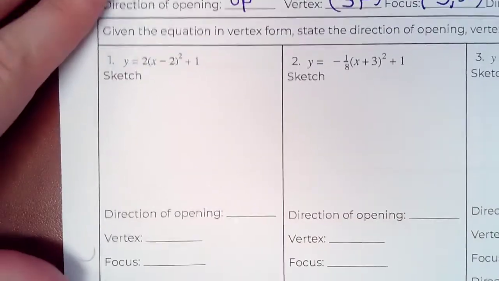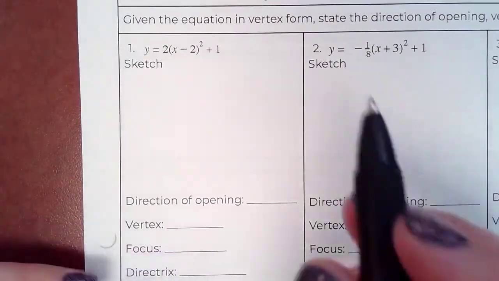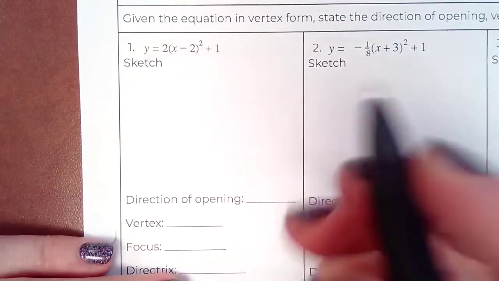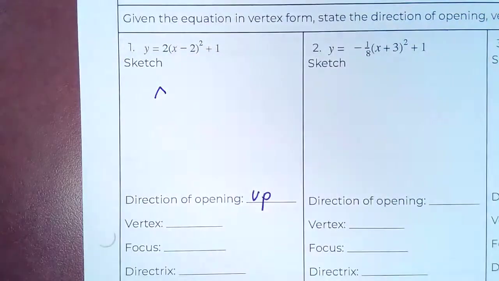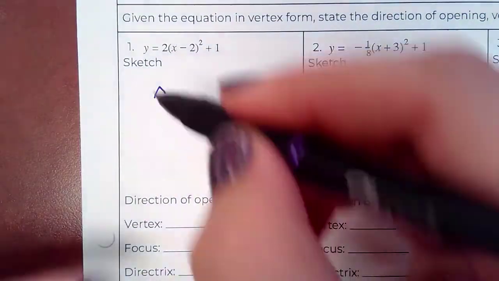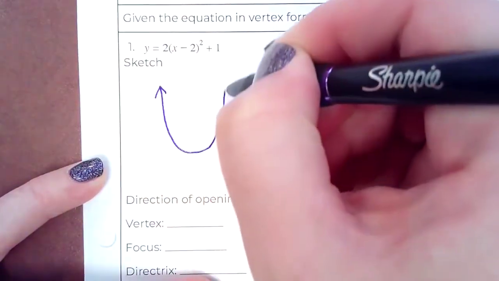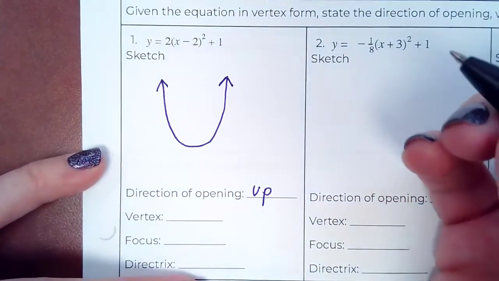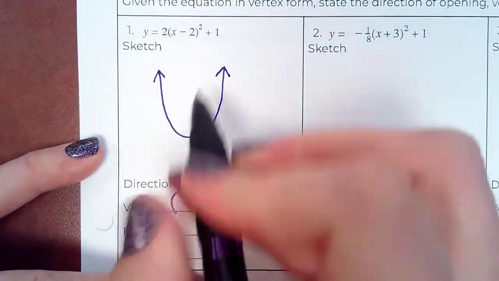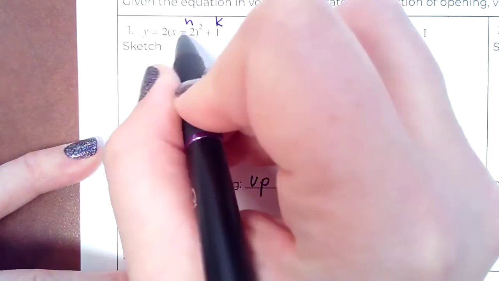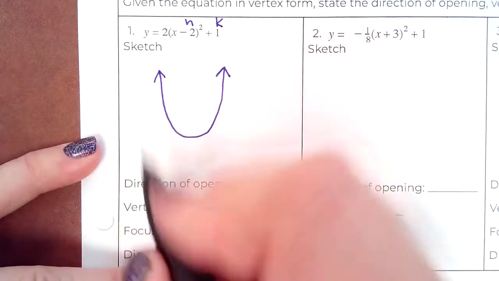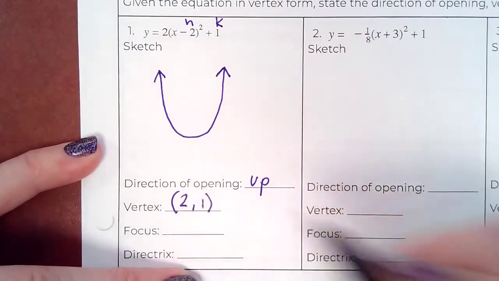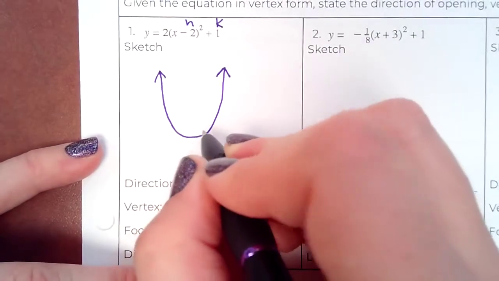Let's look at some more. Number 1, which way is this opening? So it's +2, so it's opening up. I would encourage you to sketch yourself a picture. The vertex is (h, k). The negative is part of the equation, so it's like the opposite of the number you see. The opposite of -2 is 2. And 1. So this is 2, 1.